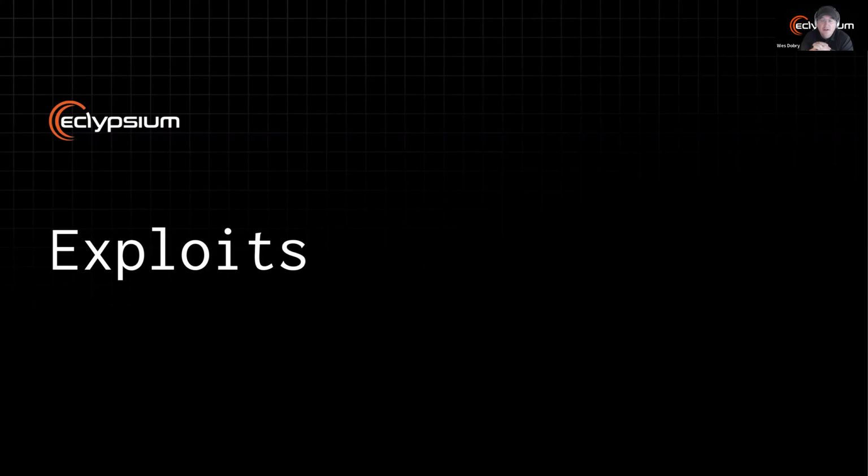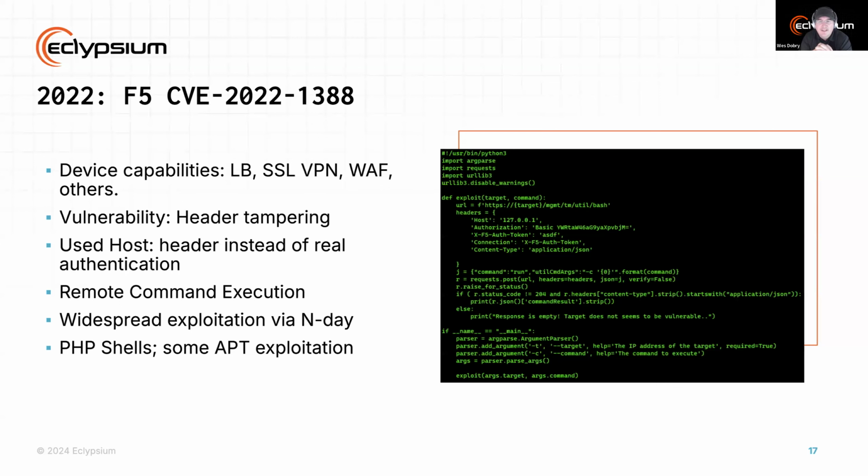Now, shifting gears, I want to talk a little bit about the exploits related to some of these known types of attack. A good example of this is back in 2022. We had the F5 CVE related to header tampering, where you could just literally replace a header on communications to the device. And instead of using real authentication, you could use a host header to bypass the authentication. This ultimately gave remote command execution on F5 devices and gave attacker groups the ability for wide exploitation of this device.